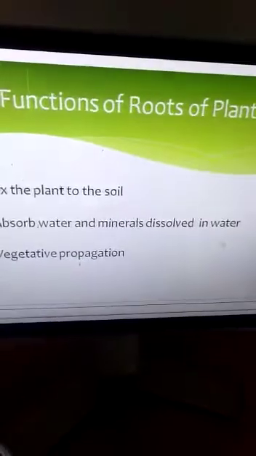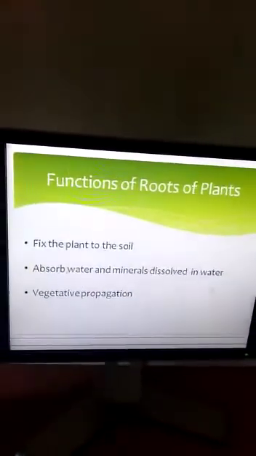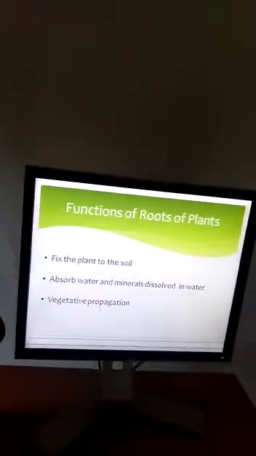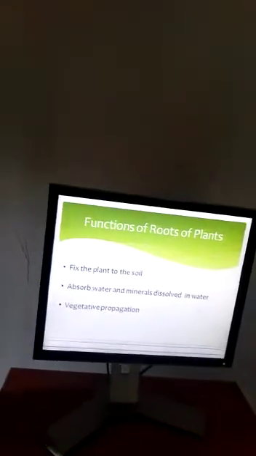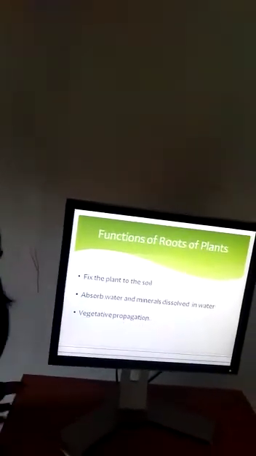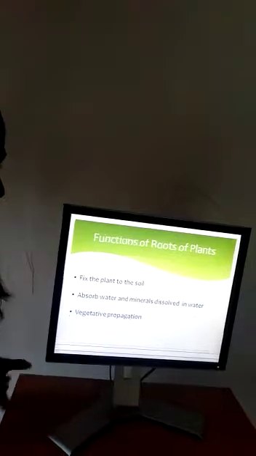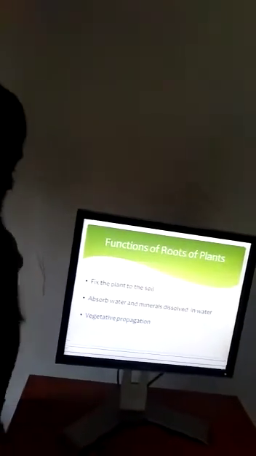Now we are going to talk about what are the functions of roots of plants. There are many functions of the roots of plants. They are fixing the plant to the soil, absorbing water and minerals dissolved in water, and vegetative reproduction.